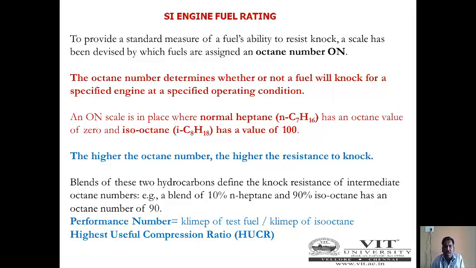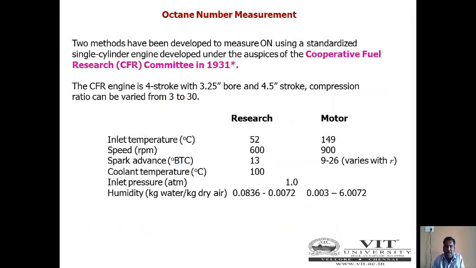Another rating of SI engine fuel is the performance number. It's the ratio of the knock limited indicated mean effective pressure of the tested fuel to the knock limited indicated mean effective pressure of iso-octane. The third one is the highest useful compression ratio. It's the maximum possible compression ratio at which the SI engine can run without knocking difficulties. It's called the highest useful compression ratio.